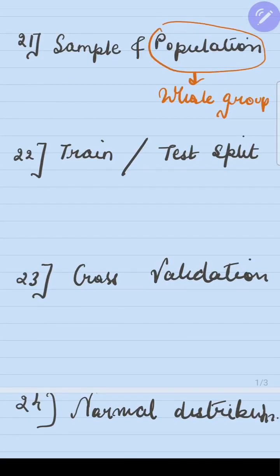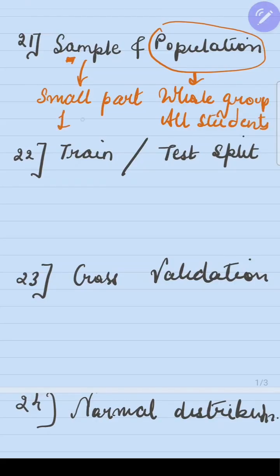Population is the whole group and sample is a small part of it. Example, all students in the school is population and students in one class is sample. ML often uses samples because it's difficult to collect data for the entire population.